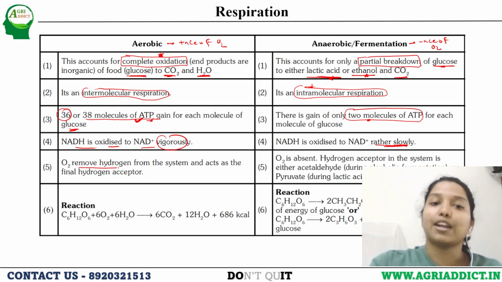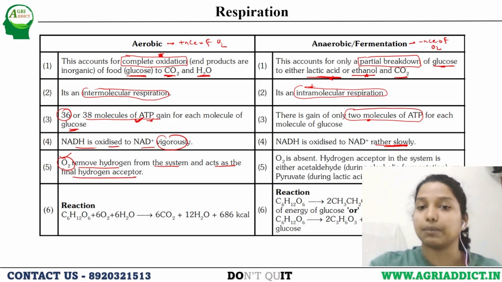In aerobic respiration, O2 removes hydrogen from the system and acts as the final hydrogen acceptor, whereas in anaerobic respiration or fermentation, O2 is absent. So the hydrogen acceptor in the system may be acetaldehyde in the case of alcoholic fermentation, or pyruvate in the case of lactic acid fermentation. This you have to remember.